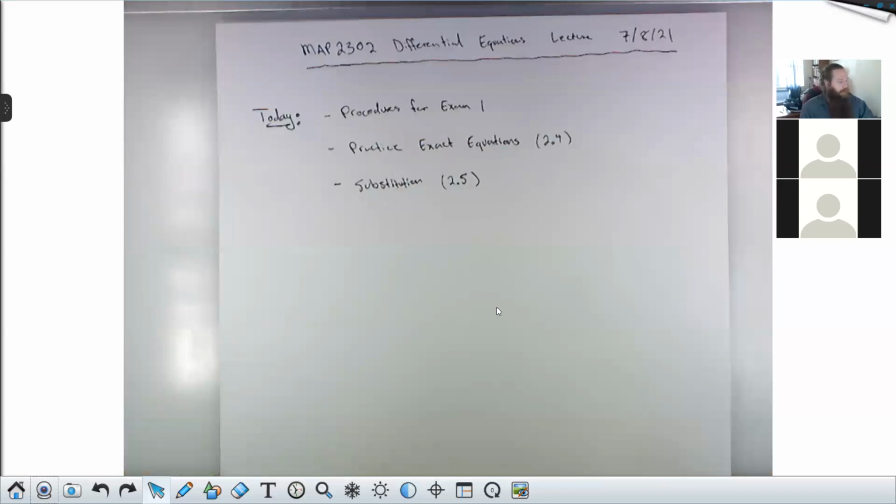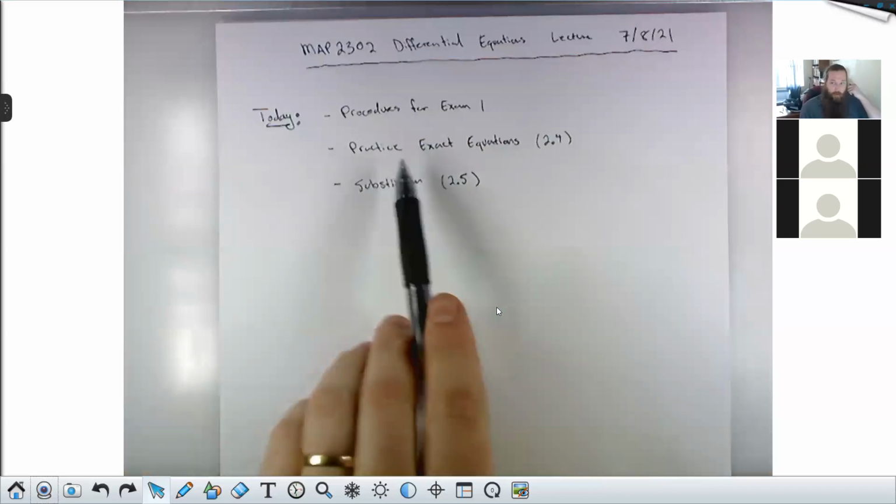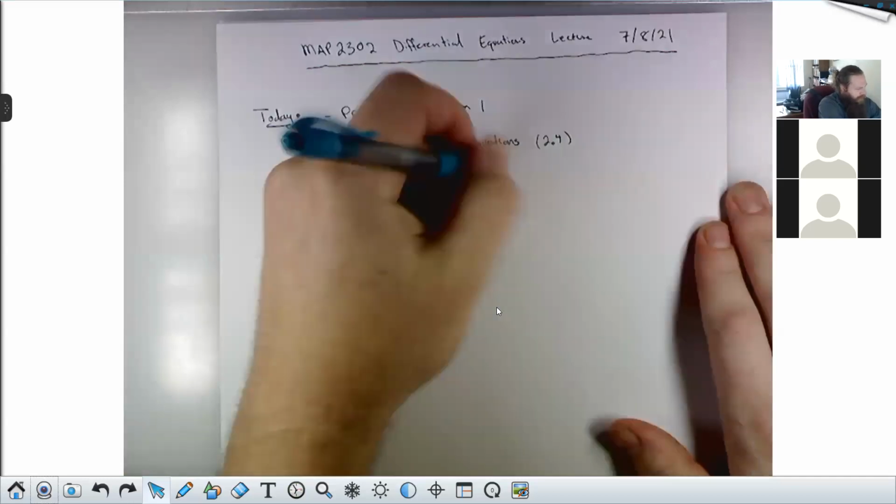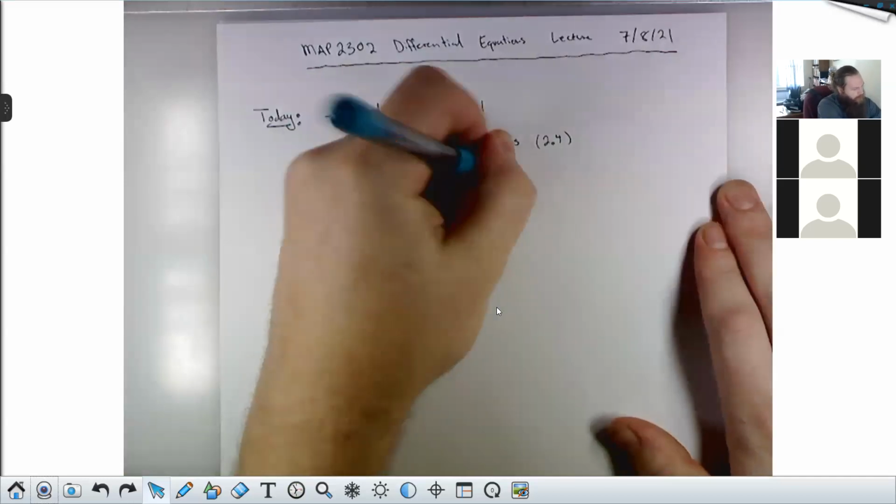If you want practice with exact equations, if there's a particular exact equation in the homework set that you want to look at, we can look at that. Otherwise, I'll take an example of my choosing. Within substitution, just while we're putting headers in our notes, we're going to learn about Bernoulli equations today.